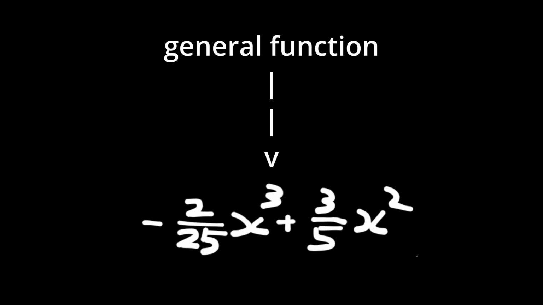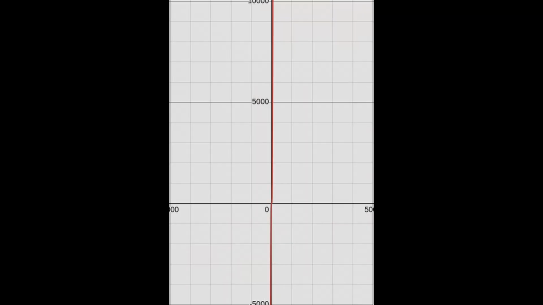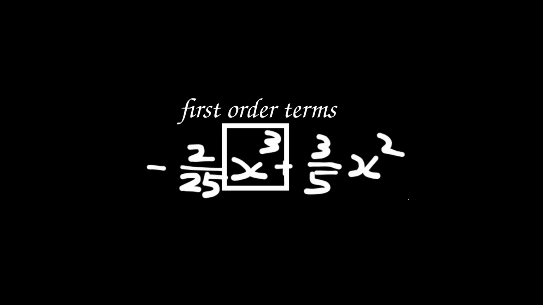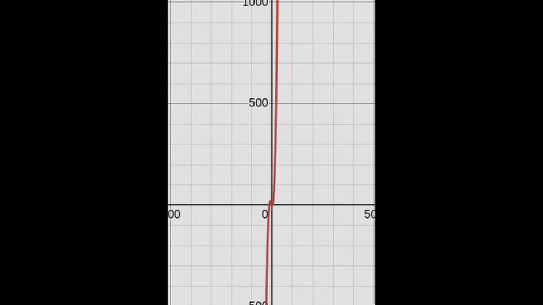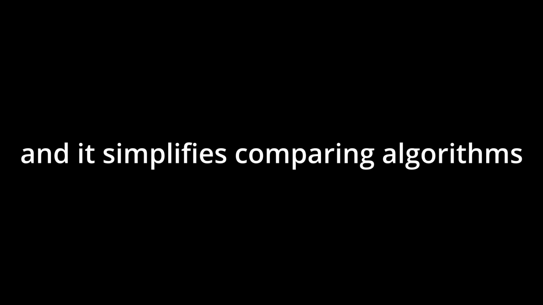It's big, and it's pretty precise. One thing you'll notice is that when we go further out on the x-axis, or as the calc judges would say, as x approaches infinity, the first order term dominates the value. The constants and lower order terms begin to matter less and less, becoming tiny blips. What if we completely ignore them? This gives us a reference function. Sure, way less accurate for smaller values, but it's good enough, and it simplifies comparing algorithms, especially on large scales.